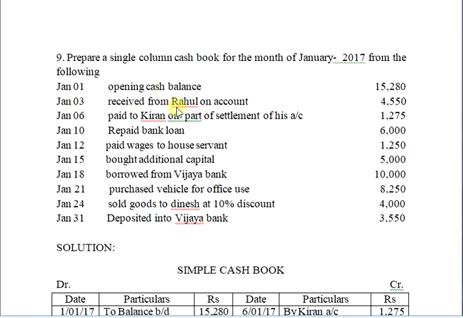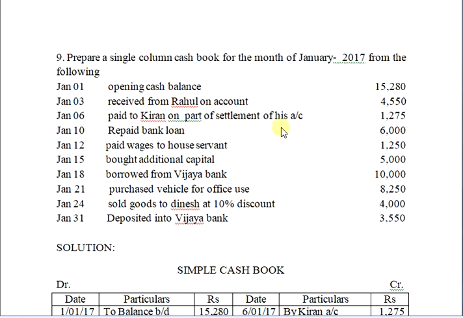Jan 3rd, received from Rahul on account. So we are receiving the amount. When we receive the amount, our cash balance increases. So it should be taken under which side? Under the debit side. How much is the amount? 4,550. Jan 6th, paid to Kiran on part settlement of his account. How much are we paying? 1,275. Which side do we consider when the payment has been made? Credit side, because our cash balance decreases.